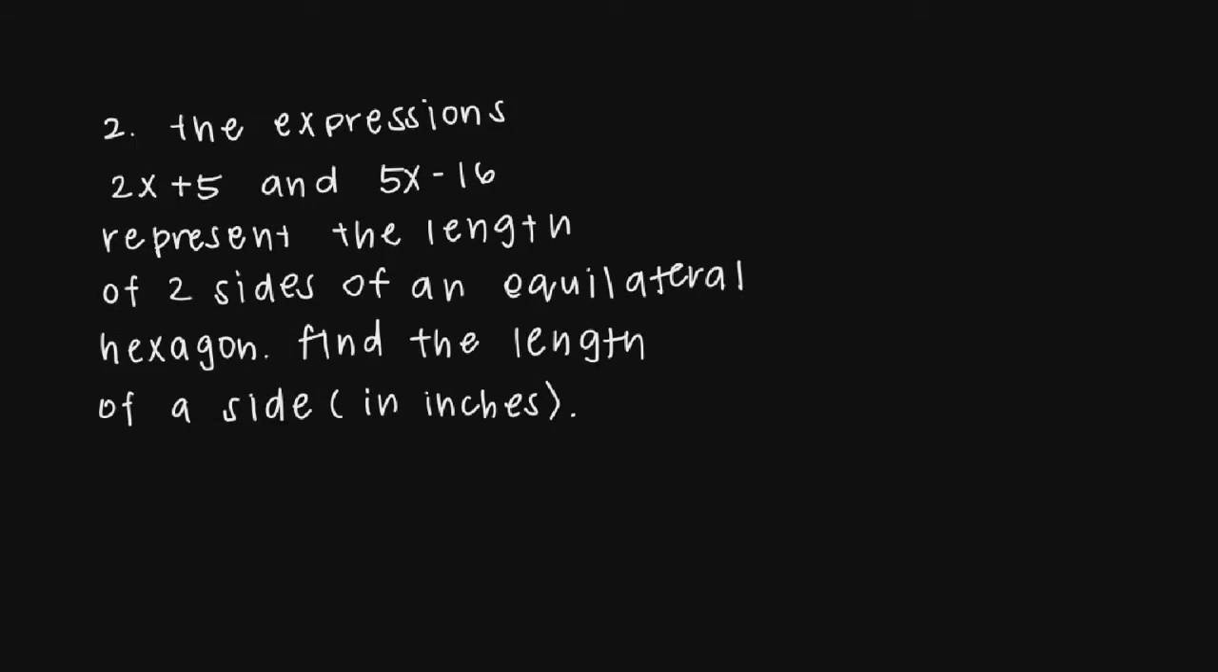Next we have this problem. The expressions 2x plus 5 and 5x minus 16 represent the length of 2 sides of an equilateral hexagon. So the keyword here is equilateral, and that means all the sides are the same. Find the length of a side in inches. So that means we know that 2x plus 5 is going to equal 5x minus 16.